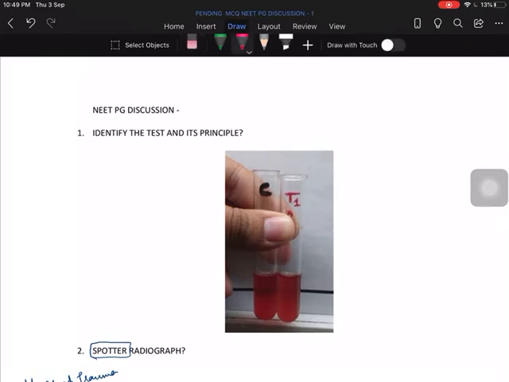The first question says identify the test and its principle. So you have a test. This is a control test, and this is a sample of a patient. This is a test known as the NESTROF test. NESTROF stands for naked eye single tube RBC osmotic fragility test. And this is done for patients with thalassemia.